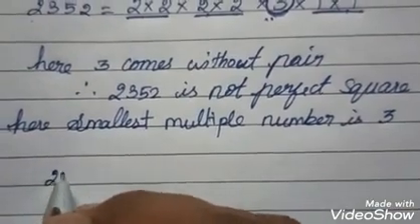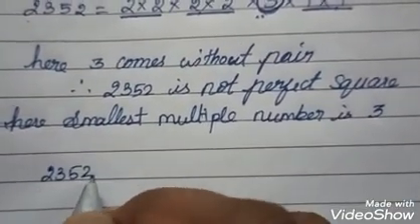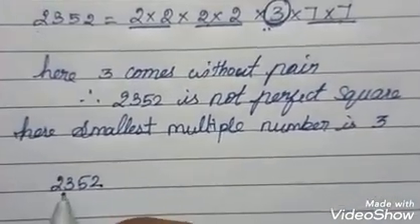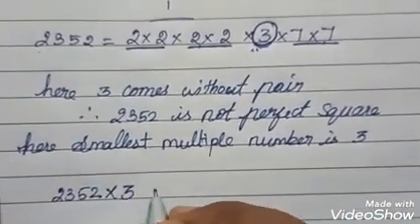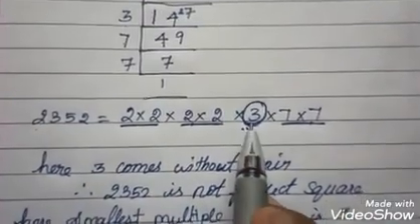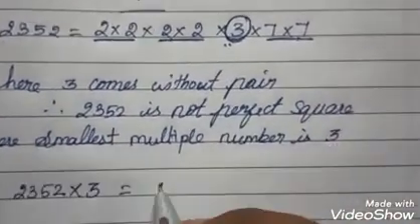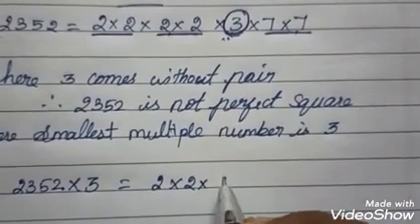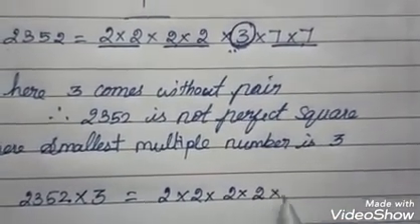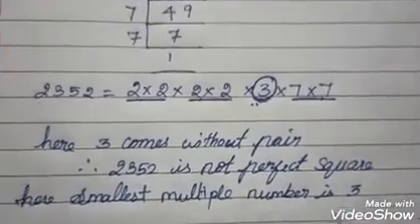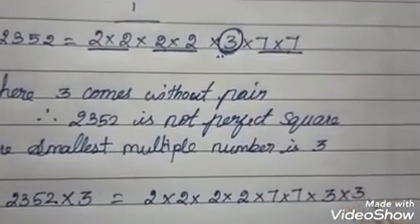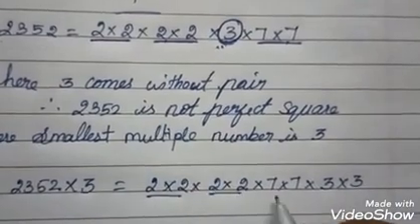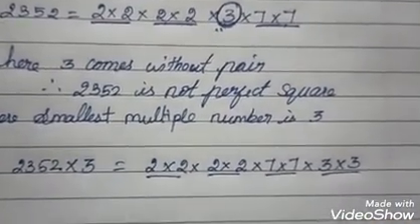So 2352, you need to make this a perfect square by multiplying with 3. Okay, and you need to make this 3 a pair. So 2 into 2 into 2 into 2. First you write the pairs. So 7 into 7. Here 3 is a single. Now you multiply with 3, you get a pair. So now you get the pair of all.